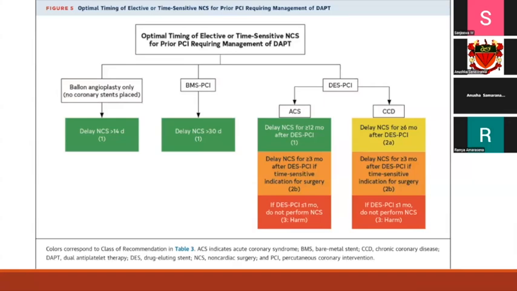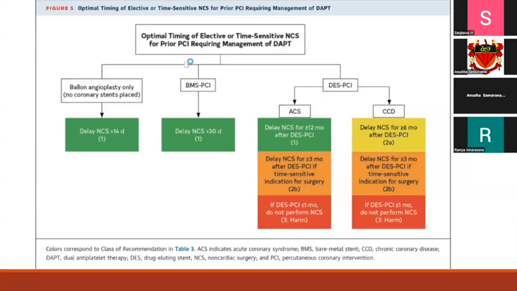So if we do a balloon angioplasty, without any stents, if only the balloon angioplasty is done, we have to continue the dual antiplatelets for 14 days. So we have to delay the non-cardiac surgery for 14 days. In case of PCI, if it is a bare metal stent, delay the surgery for 30 days. So you can remember this, or we can refer to charts.